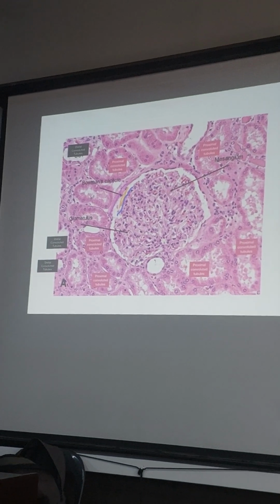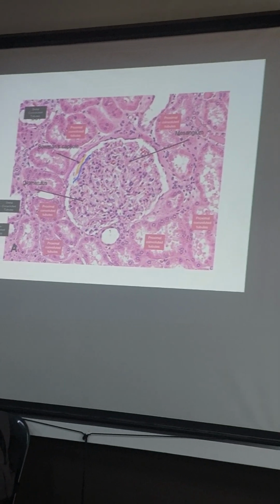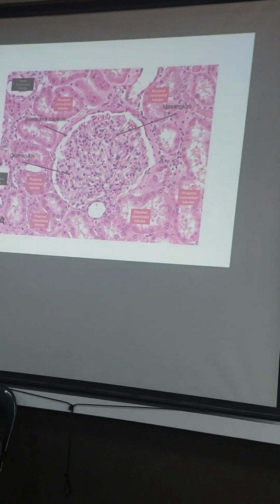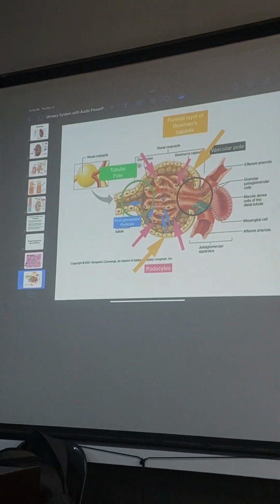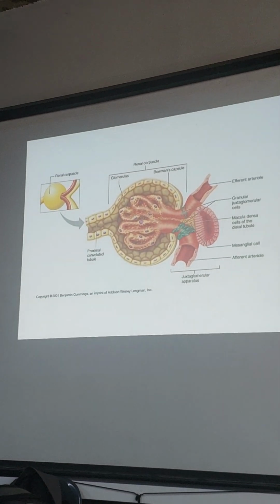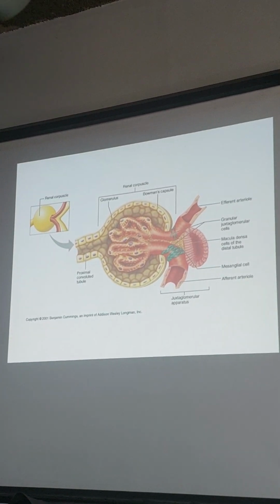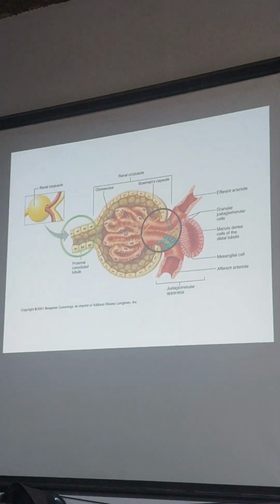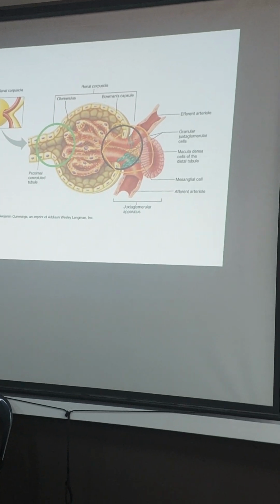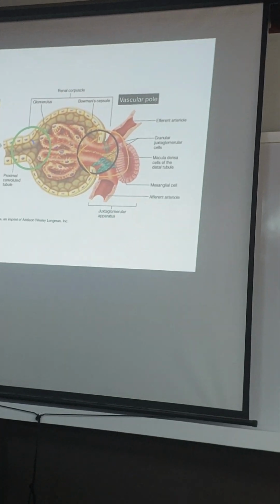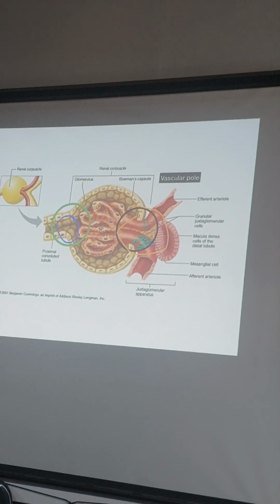So that's the structure of a glom. But it's actually not enough to know the histology. We need to understand it a little bit more in detail. I'll show you this diagram of a glom. The glom has two different poles. Where the blood vessels enter and exit, that's called the vascular pole of the glomerulus. Where it's continuous with the proximal convoluted tubule, that's the urinary pole, or the tubular pole.